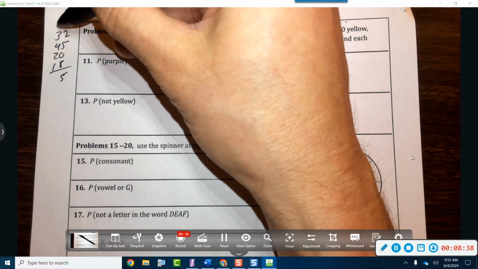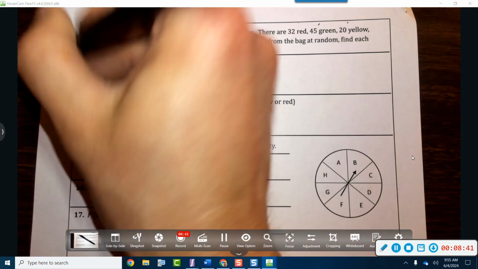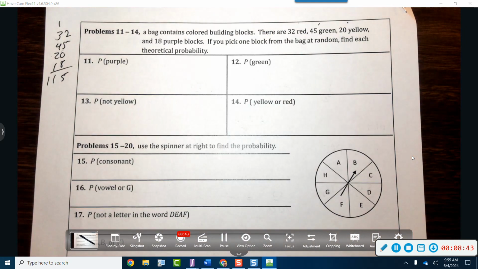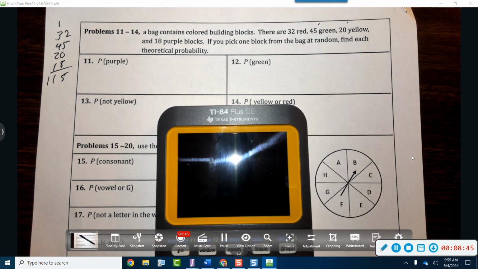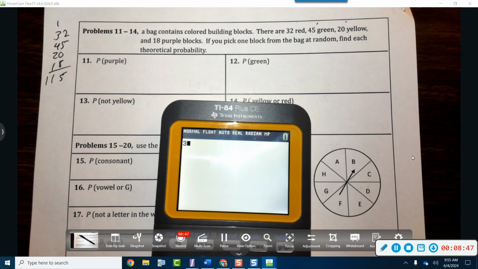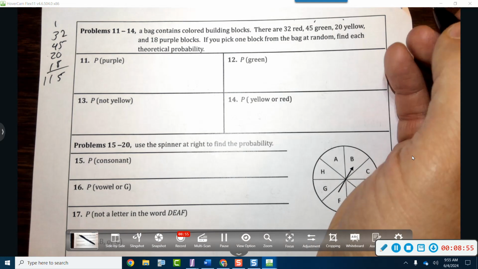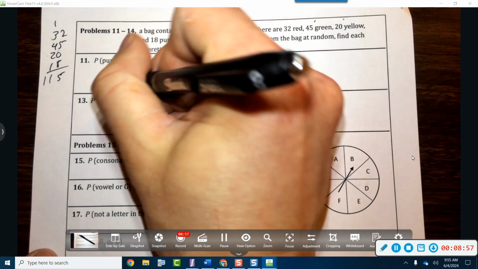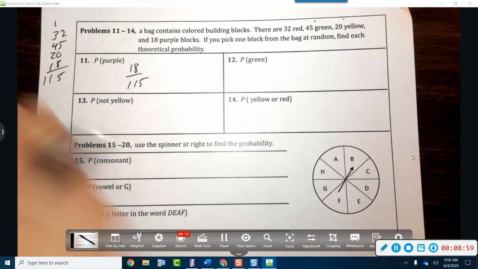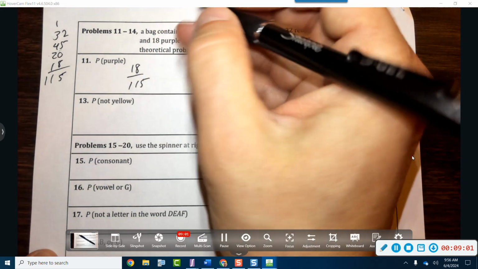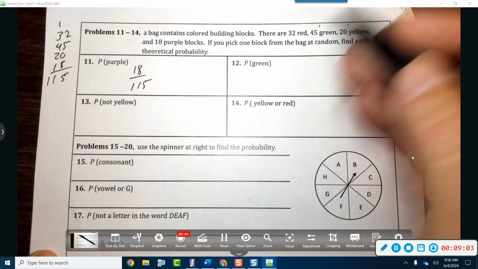So 15, carry the 1, 7, 8, 9, 10, 11. So I've got 115, and I'm actually kind of nervous about that because I just don't believe in myself today. Yep. All right, 115. I should have believed in myself. 18 out of 115. Is that sufficient? Will 3 go into it? Nope. That looks good.